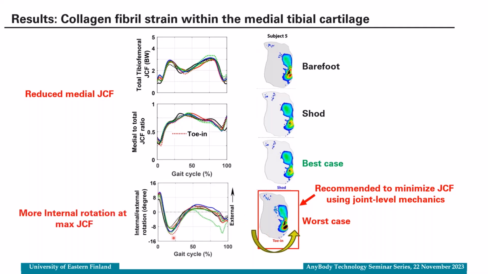And one reason, when looking at the internal and external rotation, is that this toe-in caused the maximum value for the internal rotation of the femur, which then leads to external rotation of the posterior femur, causing more stress and strain on this region of the tibial cartilage.